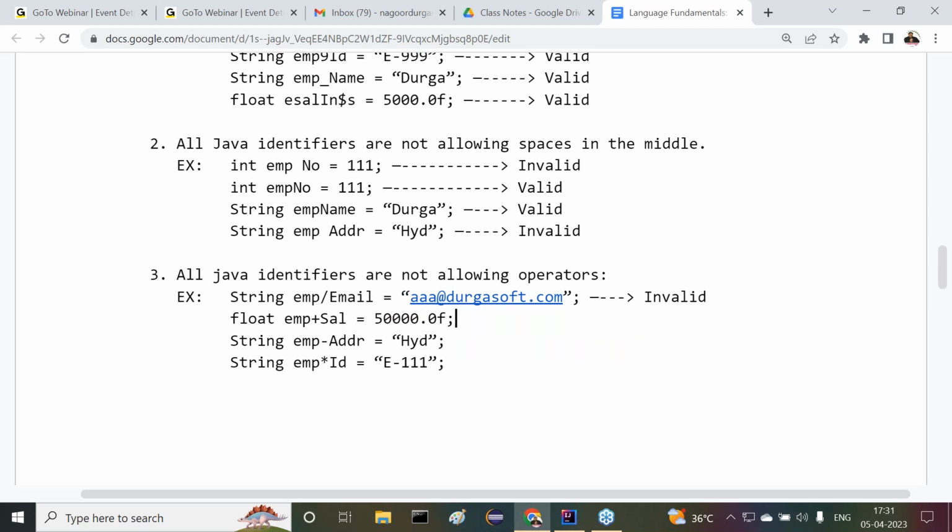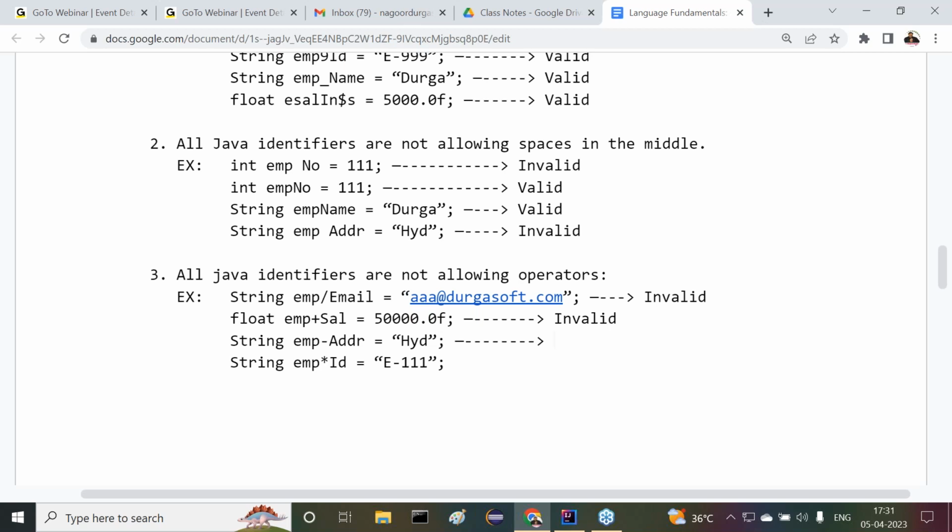But operators are not allowed inside the identifiers. Next one: float emp plus sal equals 50,000. Now tell me, what about this one? Valid or invalid? Invalid. Why is it invalid here? Because we have used a plus symbol in the middle of the identifier, so it's not possible.